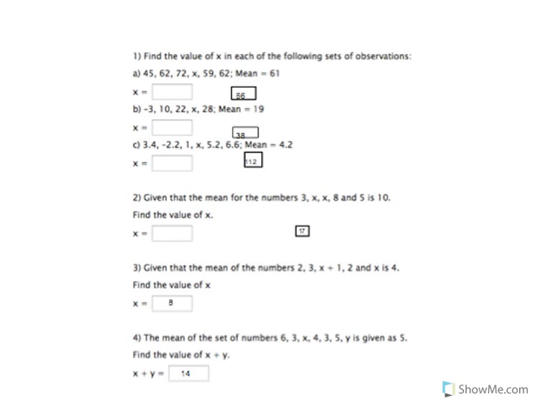Let's do one final problem. So here it says, find the value of x in each of the following sets of observations. So here we have these numbers, and they tell us the mean is 61. Okay, that's easy. We know that mean is when you add all the numbers and then divide by how many numbers.